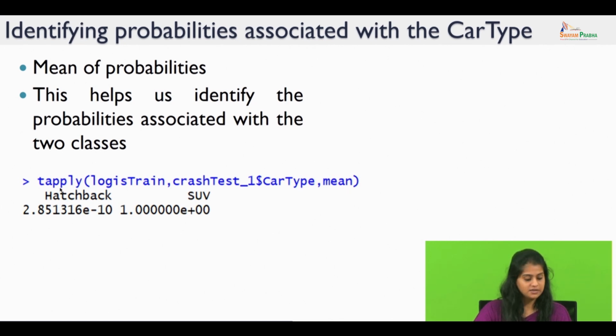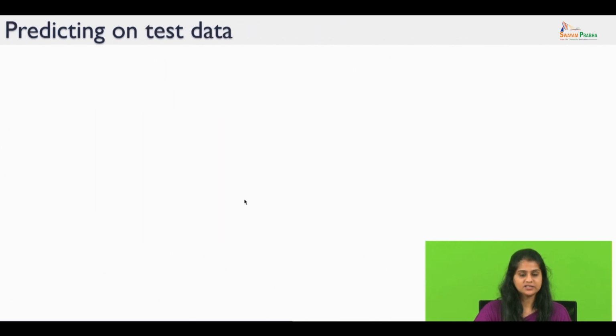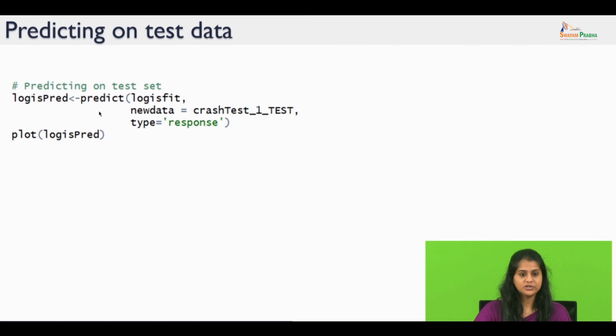Now if you run the command, I have the probabilities associated with each car type. For hatchback, it is really low, it's 2.85 into 10 power minus 10, whereas for SUV it is 1. So this tells us that the lower probabilities are associated with the car type hatchback, whereas the higher probabilities are associated with the car type SUV. So now let's predict this on the test data. I am again going to use the predict function. My input again is the logistic regression model.